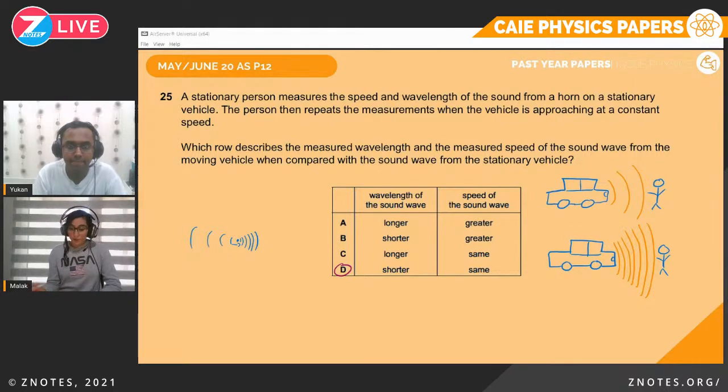Now, when they're both stationary, you know that it's just a normal wavelength. But when it's moving, as the car is approaching you, the waves become squashed. So the wavelength is shorter. As for the speed of sound, it's always the same as long as the medium is the same. The speed does not get affected. It's the wavelength and the frequency. So the speed never gets greater or shorter. It just stays the same. So we have D that complies with these 2 points.